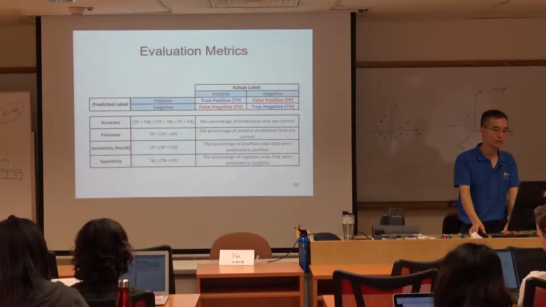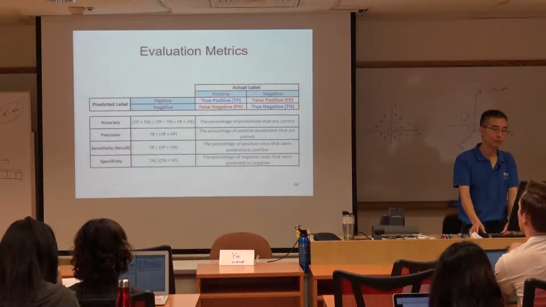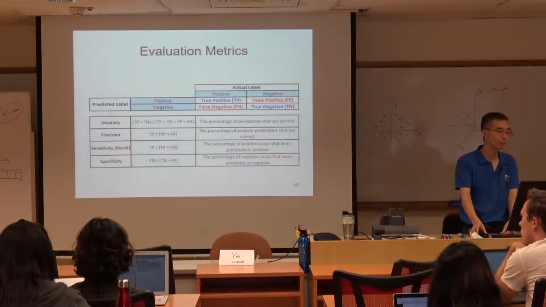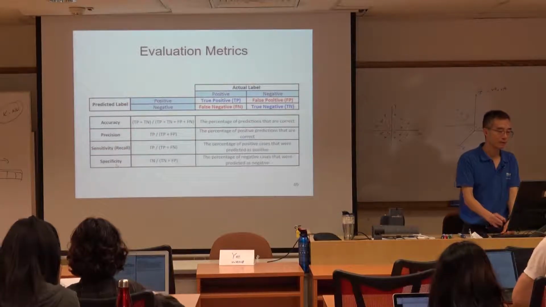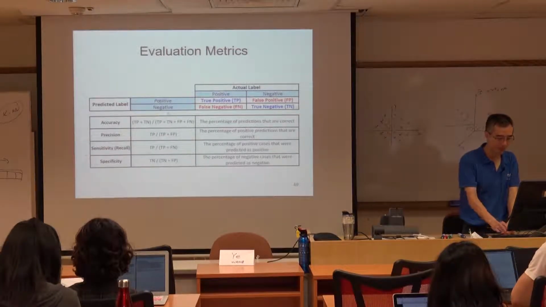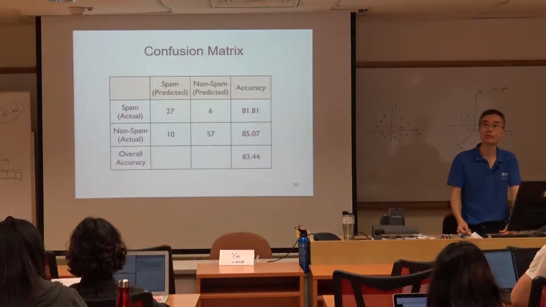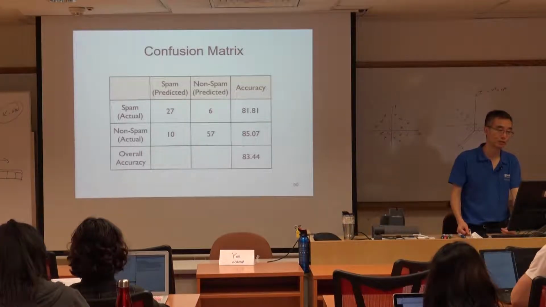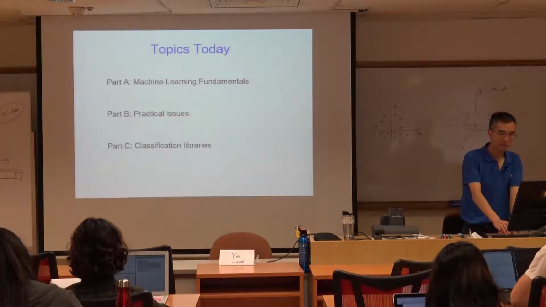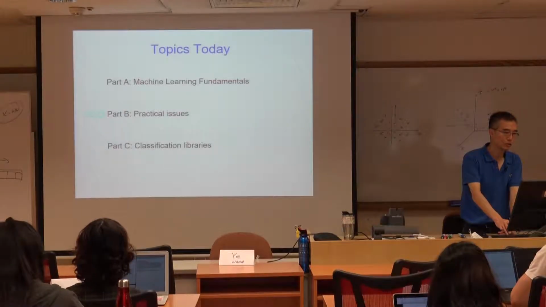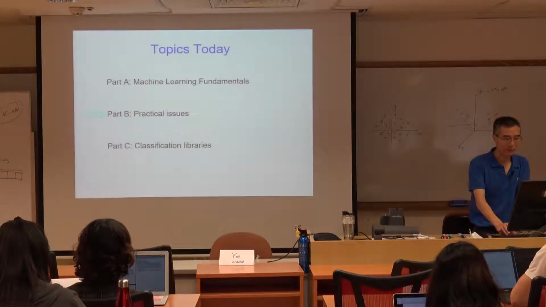The other error could be the false positive, which is where the actual label is negative, but the predicted label is positive. And then you can compute the accuracy, precision, sensitivity, and specificity here, according to the equations specified here. And the confusion matrix will let you see more details about what is wrong and what kind of error we are talking about. Okay, finally, I'm going to move on to part B about a few practical issues.